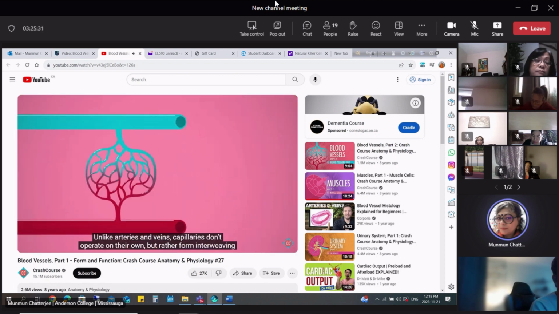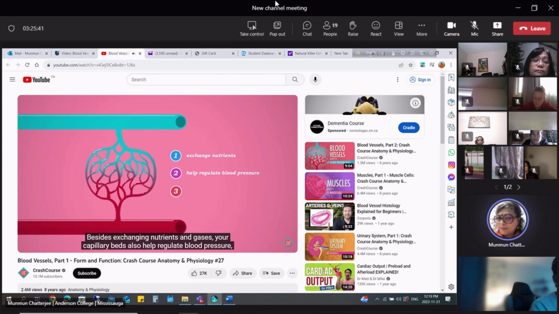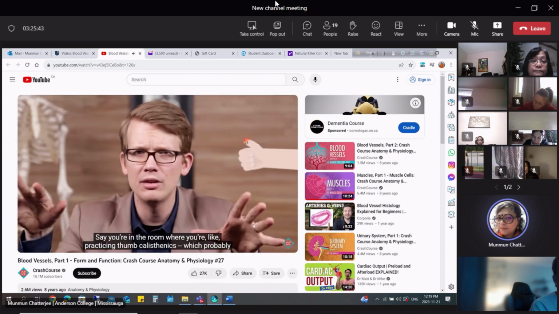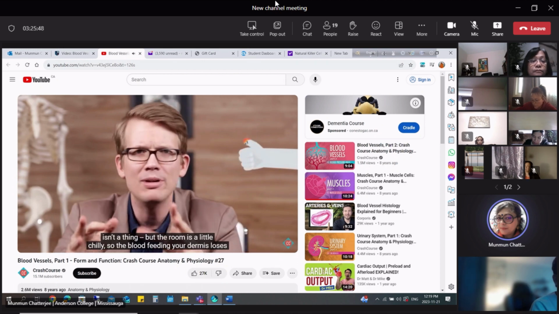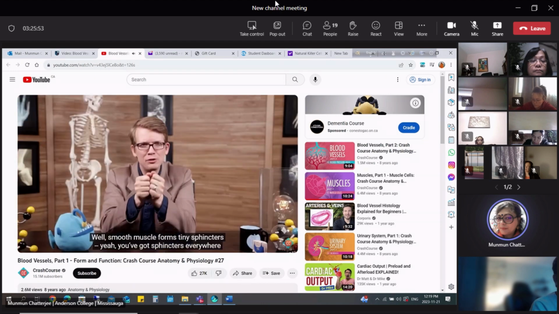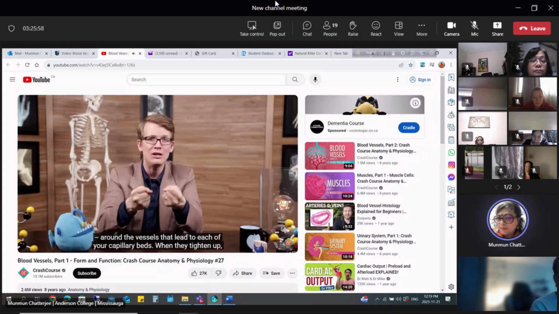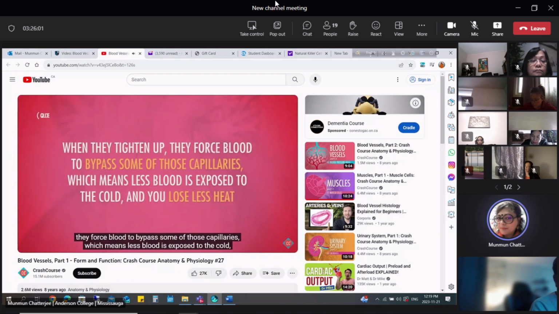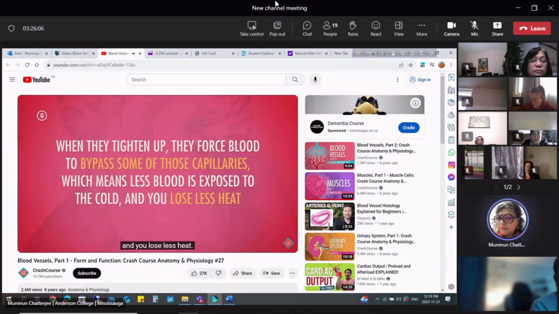Unlike arteries and veins, capillaries don't operate on their own, but rather form interweaving groups called capillary beds. Besides exchanging nutrients and gases, your capillary beds also help regulate blood pressure and play a role in thermoregulation. Say you're in the room where you're practicing your thumb calisthenics, which probably isn't the thing, but the room is a little chilly, so the blood feeding your dermis loses a lot of heat to that cold air. Well, smooth muscle forms tiny sphincters, yeah, you got sphincters everywhere, around the vessels that lead to each of your capillary beds. When they tighten up, they force blood to bypass some of those capillaries, which means less blood is exposed to the cold and you lose less heat.